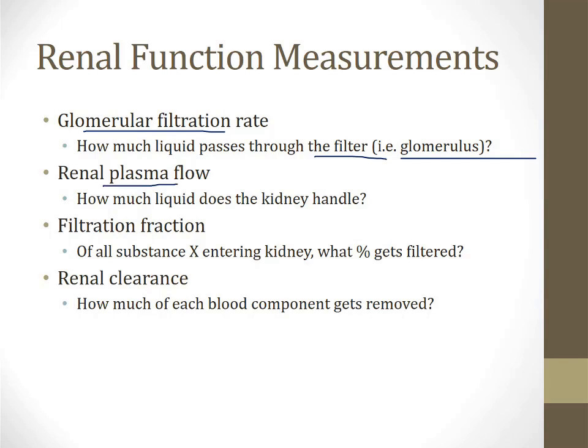Second measurement is the renal plasma flow. This is how much liquid the kidneys handle. So in other words, how much liquid goes into all of the glomeruli in the kidneys. We can also measure the filtration fraction. This is of all substance X entering the kidney, what percent gets filtered, and we'll talk more about that in a minute. And then finally, we'll talk about renal clearance, which is a measurement of how much of each blood component gets removed, and it's calculated in an unusual manner, so we'll talk more about that in this video.